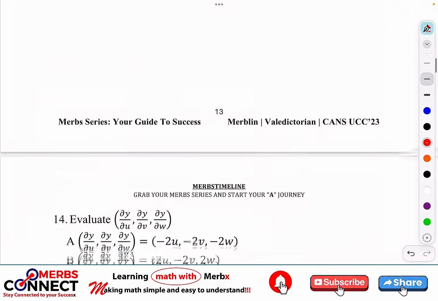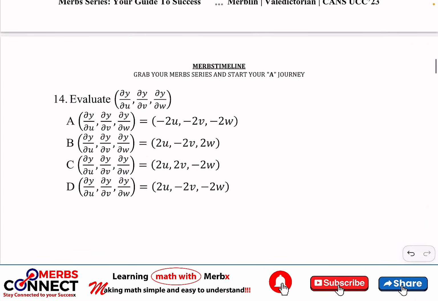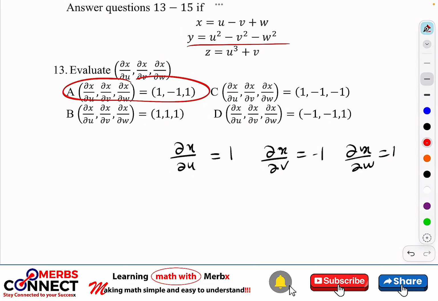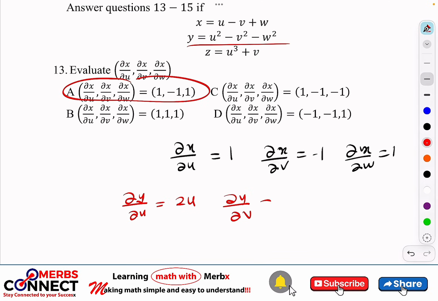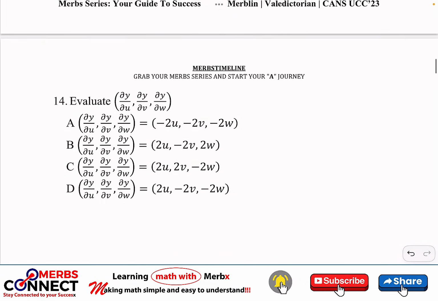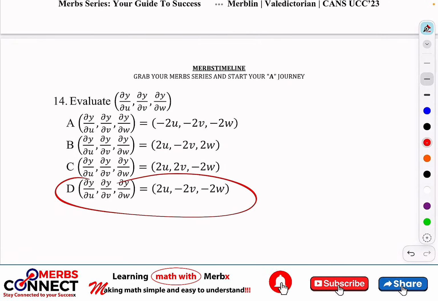Great. Let's look at 14. In 14, we are going with y. So let me just do it here, then we're going to do the answer. So y with respect to u is going to give us 2u. And then y with respect to v is going to give us minus 2v. And y with respect to w is going to give us minus 2w. So we need 2u minus minus. So it's going to be D, right? Remember, we have 2u minus minus.